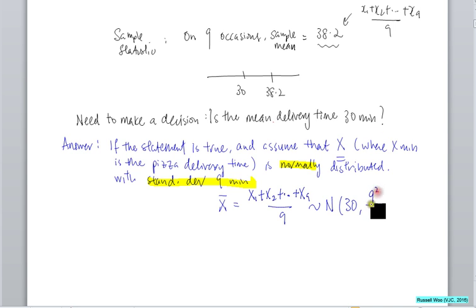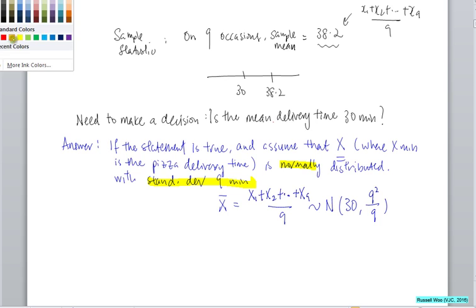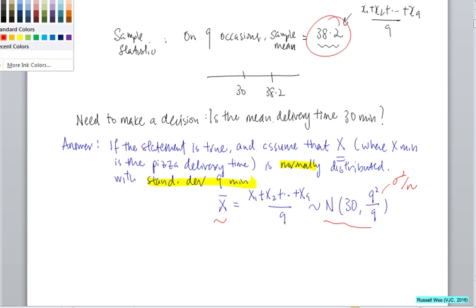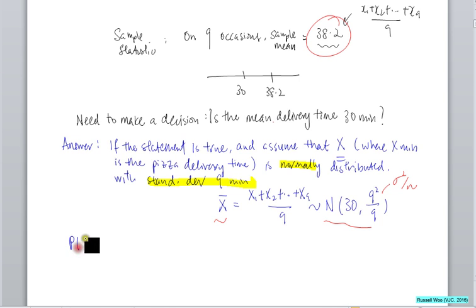The variance is 9 squared over 9. Recall, this is sigma squared over n. Remember? Previous chapter, step 4. Here we go. Why do I do this? The reason is very simple. If I know the distribution of X bar, and I found the sample mean by doing 9 times, ordering pizza 9 times, is 38.2, I can specifically calculate the probability that X bar is greater than or equal to 38.2. Am I right? Are we able to calculate that? Yes, because you know that this is a distribution.